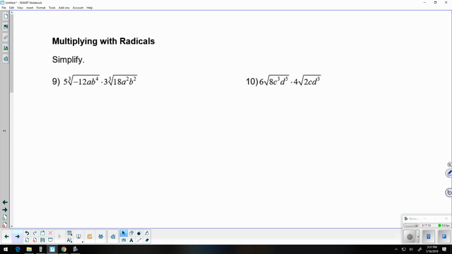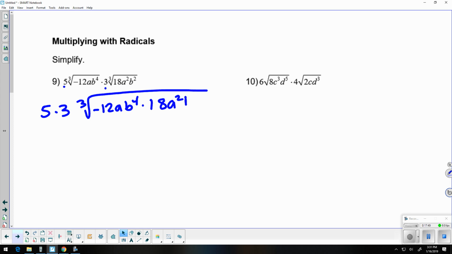Now we're multiplying with radicals. So when you're multiplying with radicals, the key thing is that you have to multiply the same radicals together. So you can only multiply a square root with a square root, cubic root with a cubic root, and so forth. Okay, but you do already have these numbers out front, so take this into account. Again, we're multiplying these together, so I'm going to multiply the numbers out front together, 5 times 3, and then everything that's underneath the cubic roots gets multiplied. So we have over here negative 12ab to the fourth times 18a squared b squared. Okay, so let the multiplying begin.